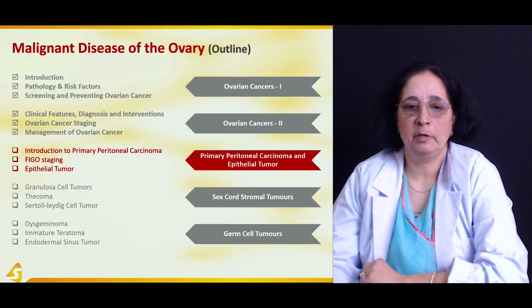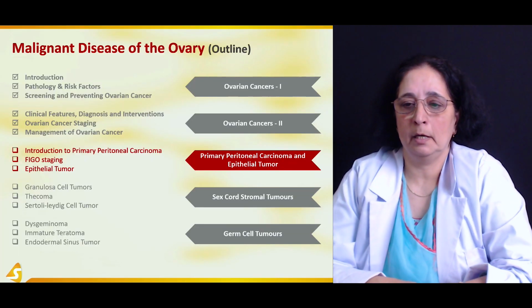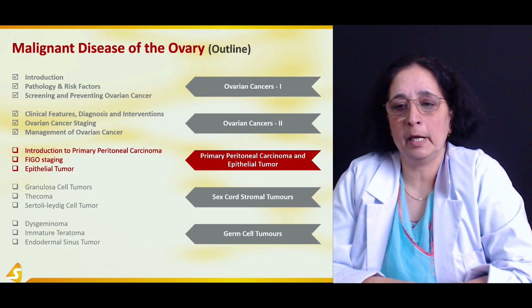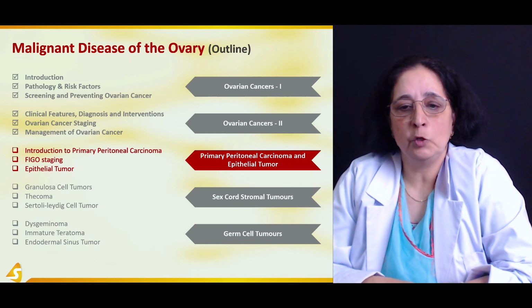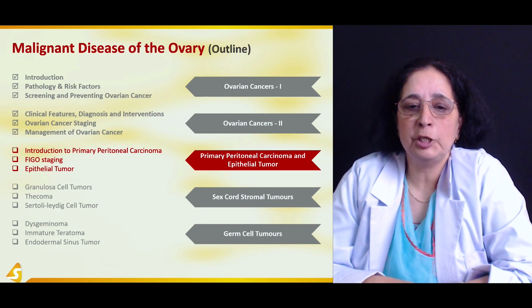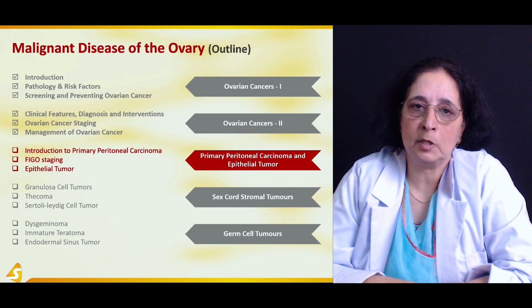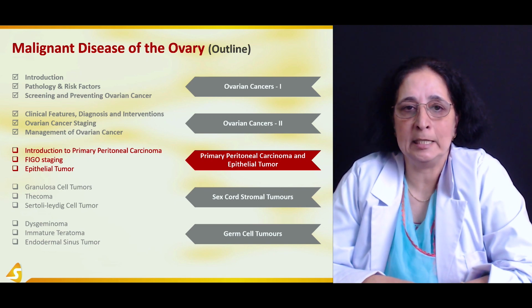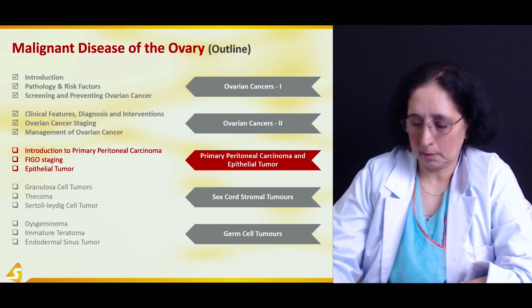In this section we will talk about the peritoneal carcinoma and epithelial tumor, and we will talk mainly about the primary peritoneal carcinoma and what's the FIGO staging for peritoneal carcinoma.